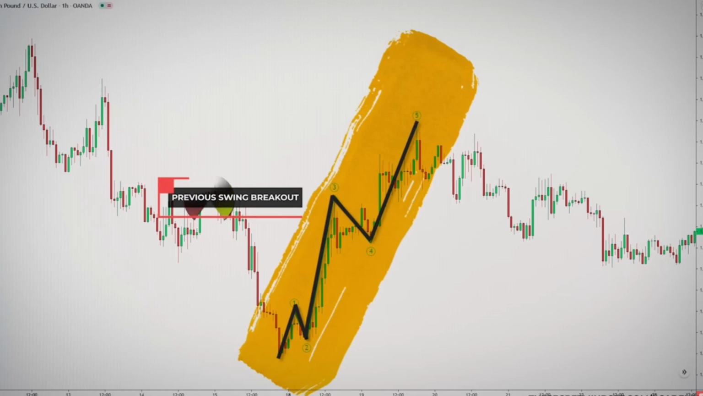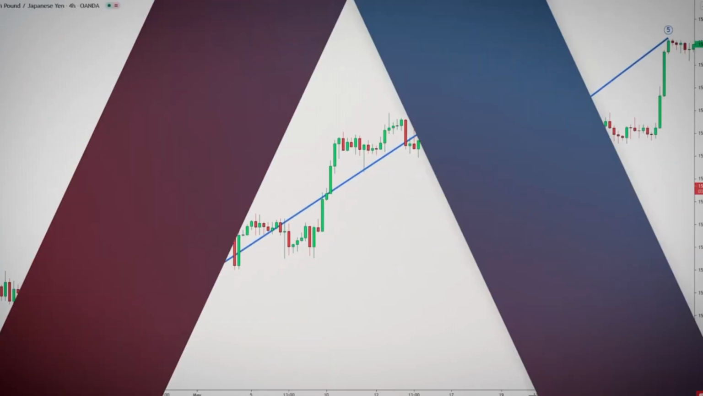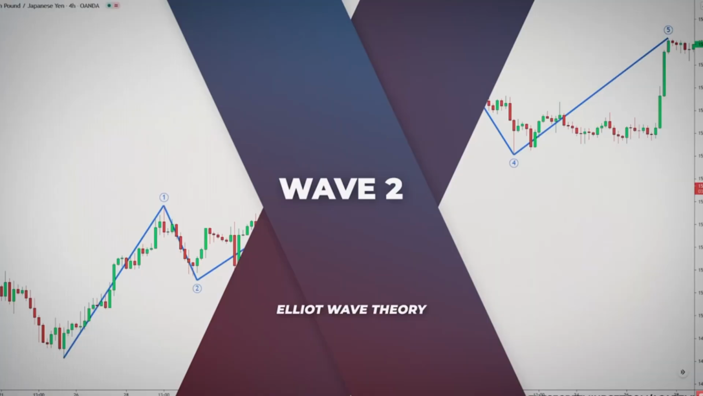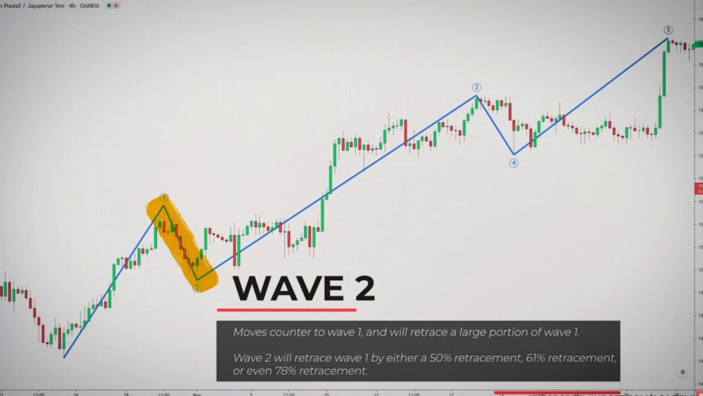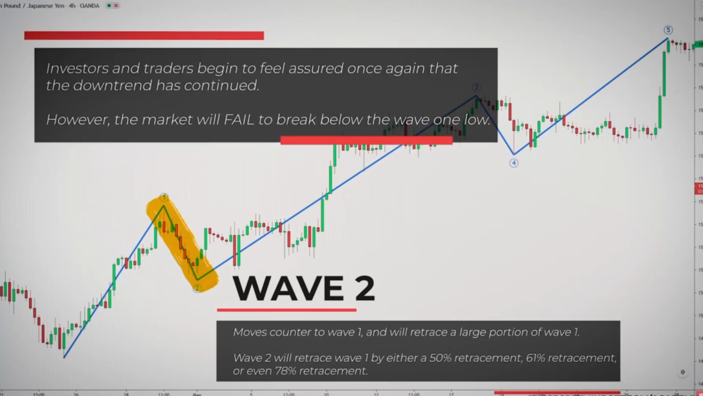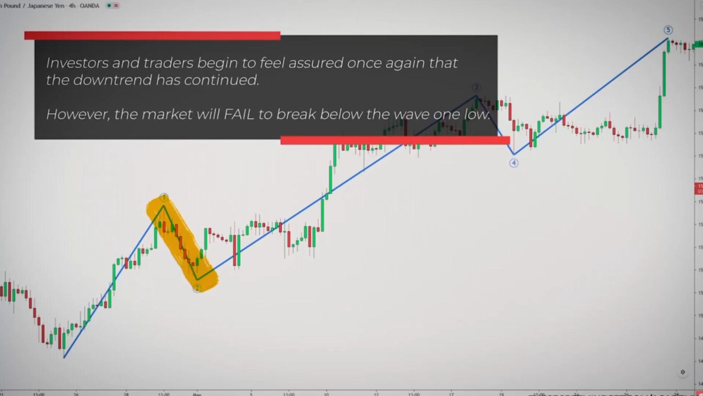After wave 1 completes, the next one in the sequence will be wave 2. Wave 2 will move counter to wave 1 and will retrace a large portion of wave 1. Usually wave 2 will retrace wave 1 by either a 50% retracement, a 61% retracement, or even a 78% retracement. During wave 2, investors and traders begin to feel assured once again that the downtrend has continued. However, the market will fail to break below the wave 1 low.